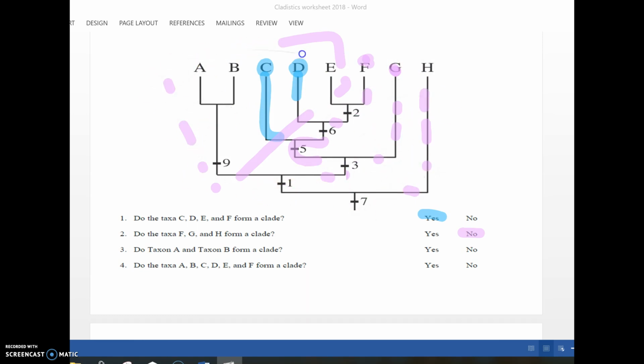A and B, do they form a clade? Yes, they do. We look at A and B and we track them back. We see that A and B meet right here at trait 9, and everything after that point is highlighted. So yes, that would be a clade.